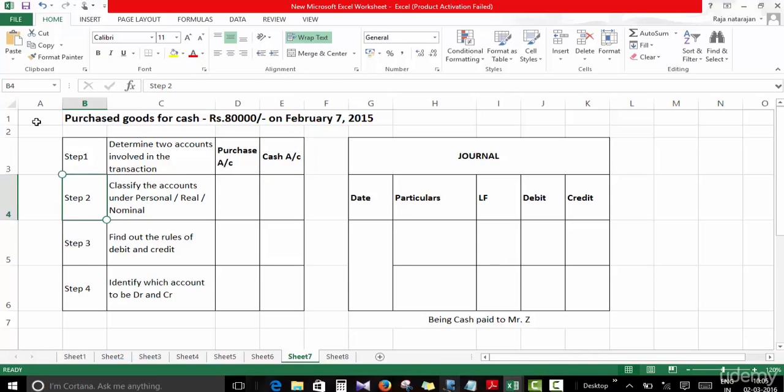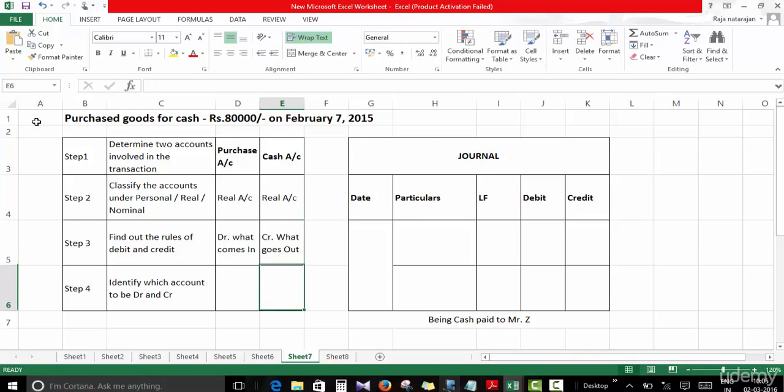Then step 2, we have to classify the accounts under personal, real, nominal. When I purchase, goods come in, so that comes under real account classification. And when I purchase, my cash is going out, so that also comes under real account classification. Then step 3, we have to find out the rules of debit and credit. Real account says debit what comes in, and credit what goes out.